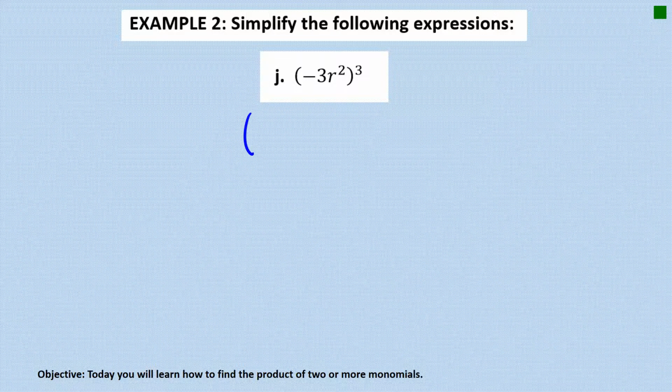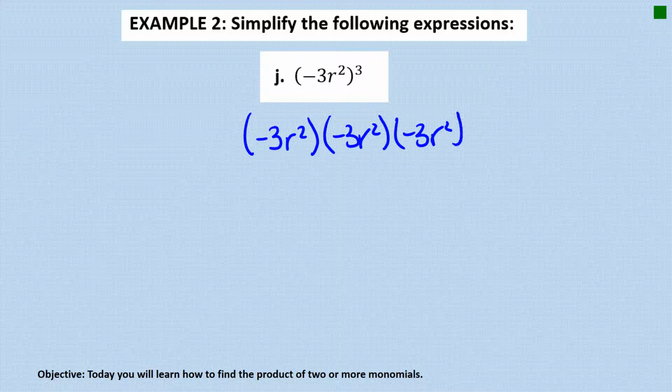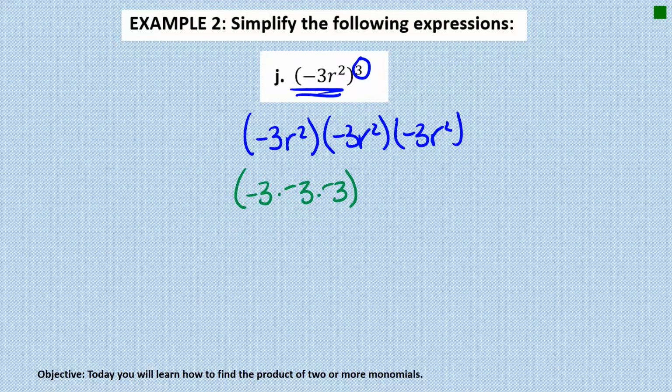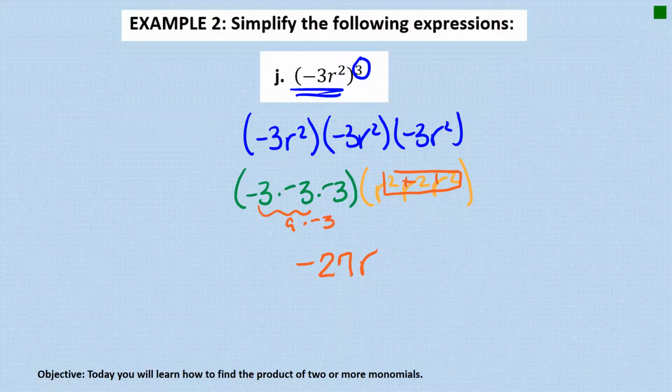Okay, now this means write that 3 times. Negative 3r squared, negative 3r squared, negative 3r squared. This number tells you how many times to write the base. Now separate them out. Negative 3, and negative 3 are all in their house. R to the second, r to the second, r to the second is all in that house. So negative 3 times negative 3 is 9. 9 times negative 3 is negative 27. How many r's are there? 2 plus 2 is 4, plus 2 more is 6.